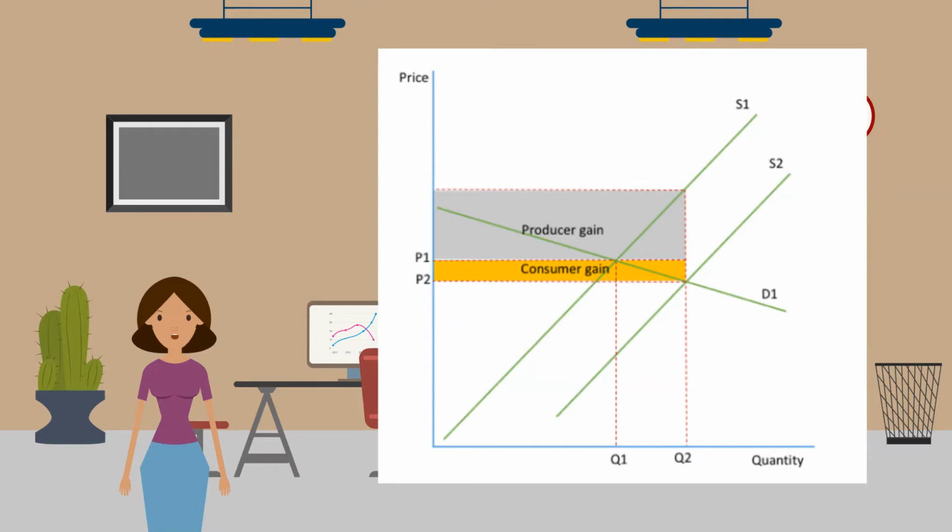The shift from S1 to S2 on tax diagrams is a result of the imposition of an indirect tax. This raises the cost of production and shifts supply to the left. The opposite occurs with a subsidy. Diagrammatic analysis of indirect taxation and subsidies is looked at in more detail at the end of this unit.